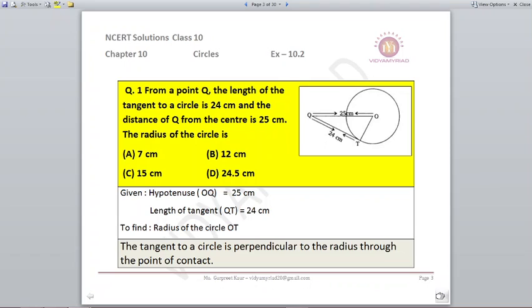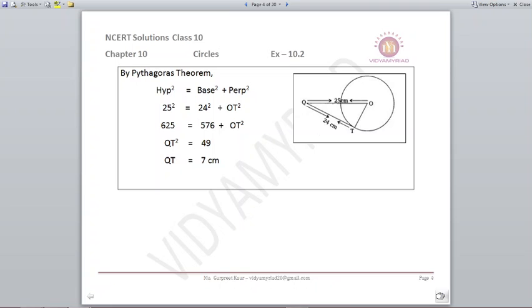And once it is a right angle triangle, we can use Pythagoras theorem to find out the missing part, that is OT. So OQ square will be equal to OT square plus QT square, that is hypotenuse square will be equal to base square plus perpendicular square. So 25 into 25 is 625, 24 into 24 is 576, subtract them, you get 49. So OT square is equal to 49. So OT will be 7 centimeters.